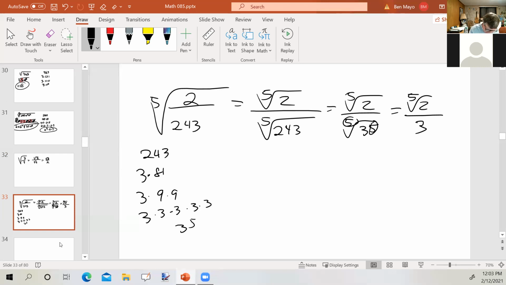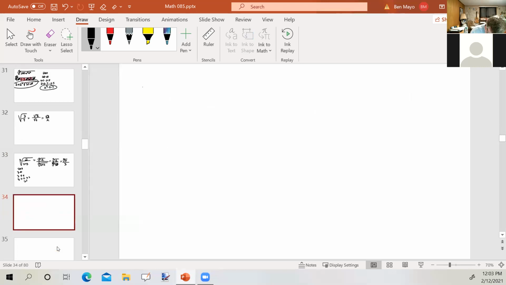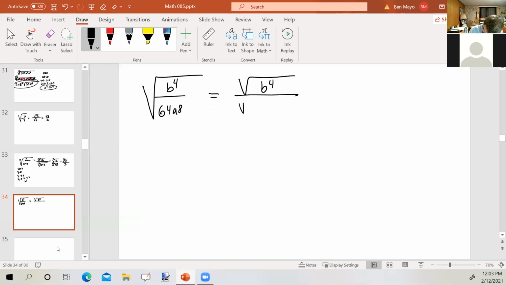How about this one? The square root of b to the 4th over 64 a to the 8th. Well, that's the square root of b to the 4th over the square root of 64 a to the 8th. But everything in there is either a square or a multiple, exponent-wise. What's the square root of b to the 4th? Wouldn't it just be b? Or b to the second? There you go. What's the square root of 64?